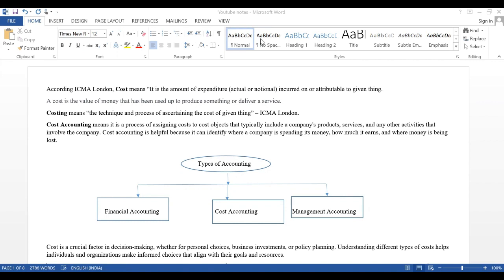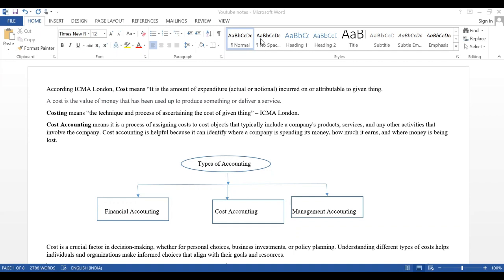So I believe you have studied in your last semester what is cost accounting and cost sheet. So the first chapter is almost the theory, like basic. You have to understand what is costing, what are the types of cost, and everything. Then we will move on to the cost sheet, preparation of cost sheet.